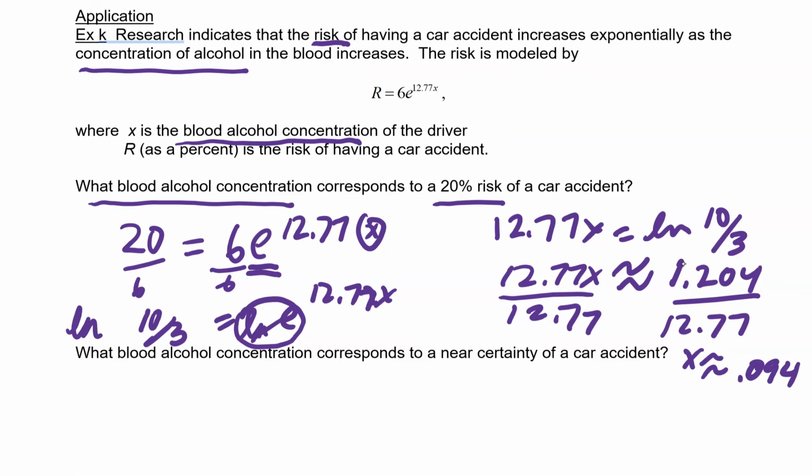0.094. Now when you stop and think a minute, the legal limit of blood alcohol concentration for driving is 0.08, which is lower than this value. And again, this corresponds to a 20% risk of having a car accident. So 0.08 is slightly less than that, but not that substantially less. So when you drive at the legal limit, you still have a fairly substantial risk.